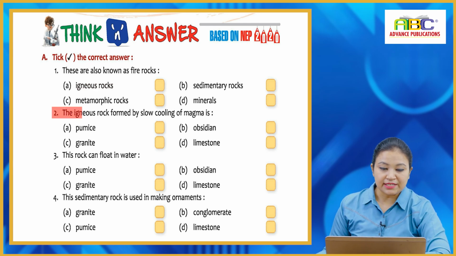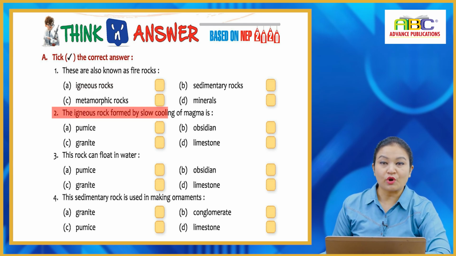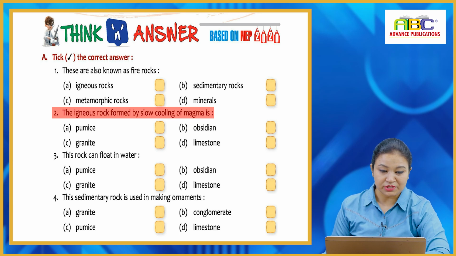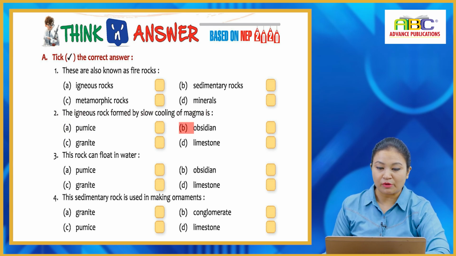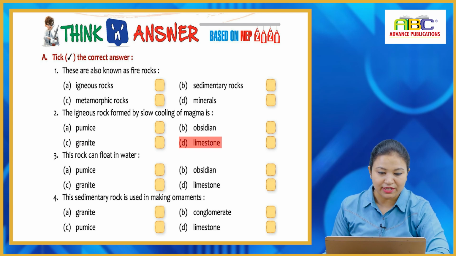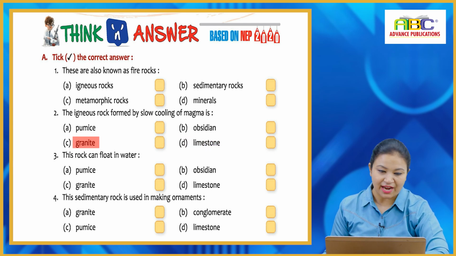Now second is the igneous rock formed by slow cooling of magma is. So the options are A, pumice, B, obsidian, C, granite, or D, limestone. So the correct answer is option C, granite.